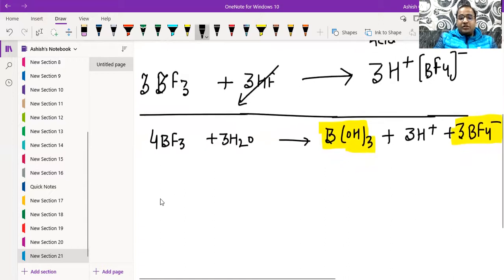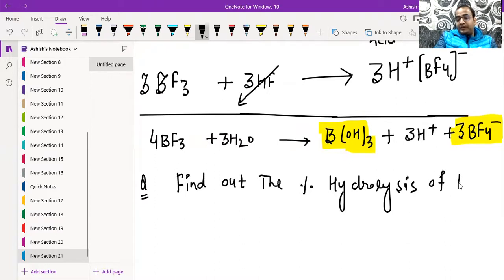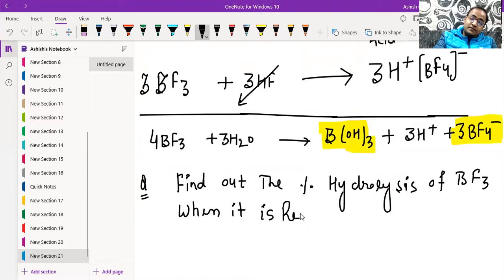कभी कभी एग्जाम में एक और सवाल पूछा जाता है. What is that question? Listen carefully. Find out the percentage hydrolysis of BF3 when it is reacted with water. Listen carefully.